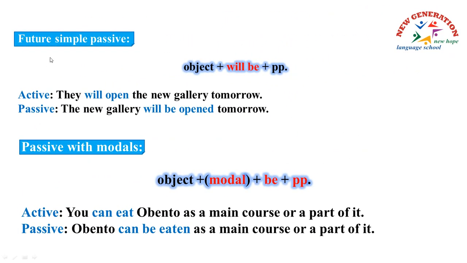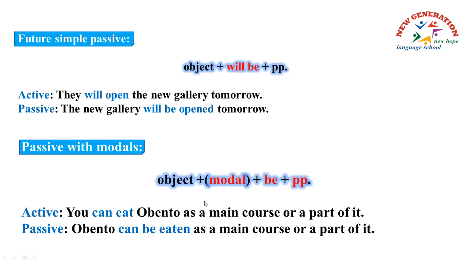For the future simple, we'll start with the object, then will and be in the infinitive form, then the PP form of the main verb. They will open the new gallery tomorrow. In the passive form, the new gallery will be opened tomorrow. For any modal, we follow this form. We start with the object, then the modal verb, and then be in the infinitive form, then the PP form of the main verb.